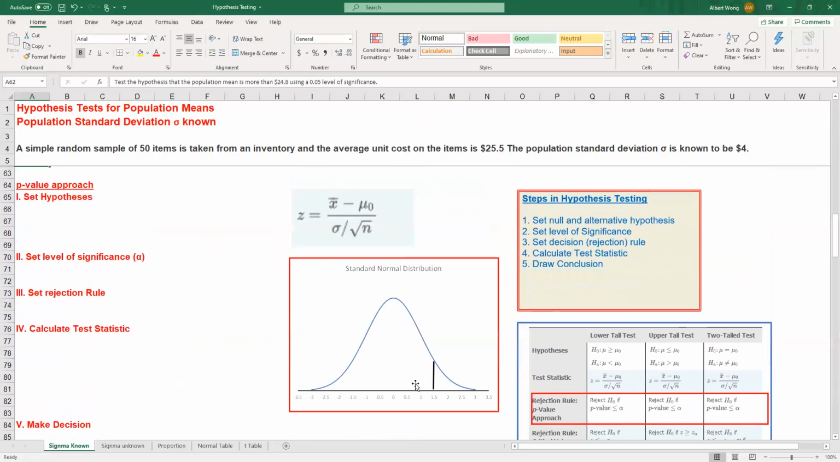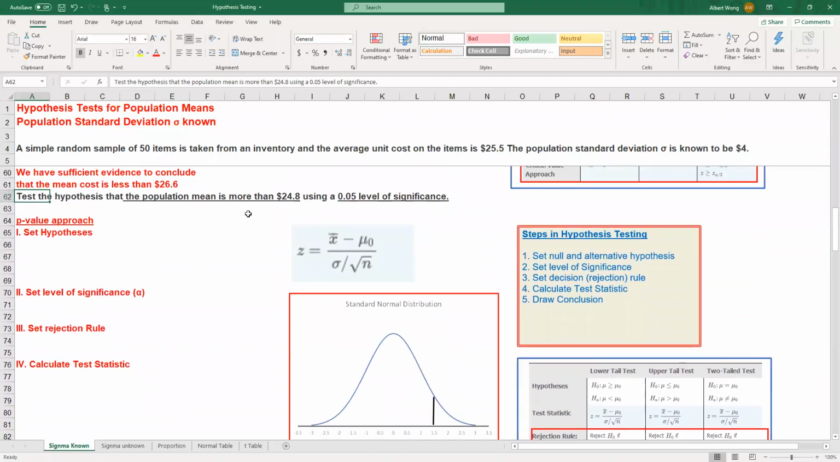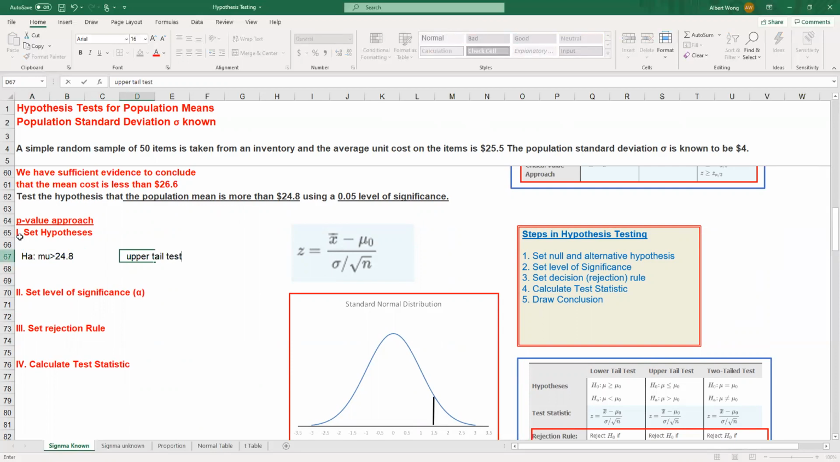So this one is an upper tail test. Why? Because if you look at HA, as we always do, we write HA first. HA says the population mean is more than 24.8, right? So more than means upper tail. And the opposite of HA is H0. H0 is the opposite of more than. So H0 would be mu is less than or equal to 24.8. Or if you really want to be lazy, you can just write mu is equal to 24.8.